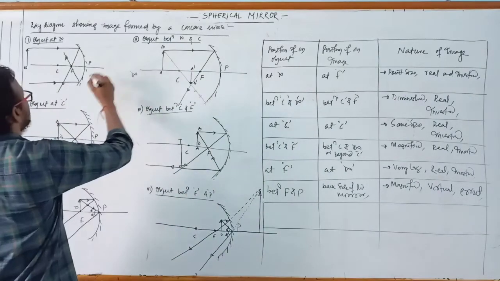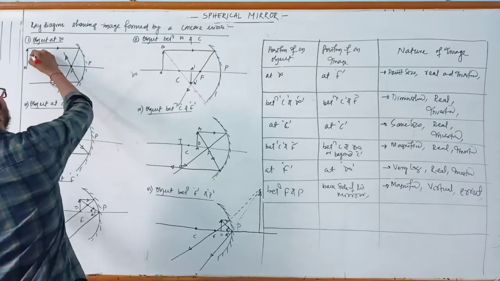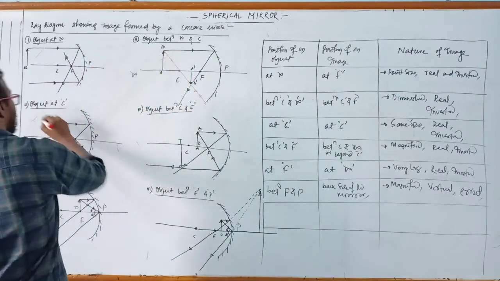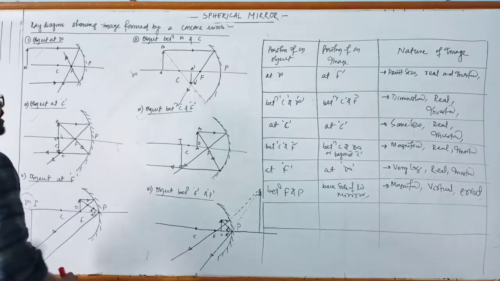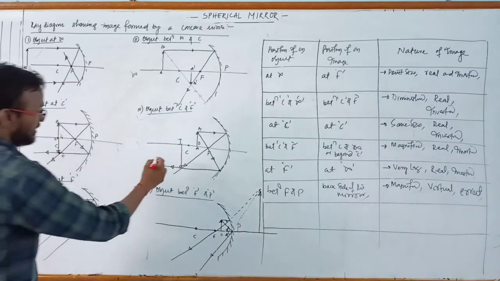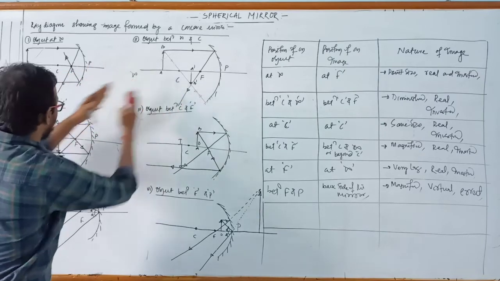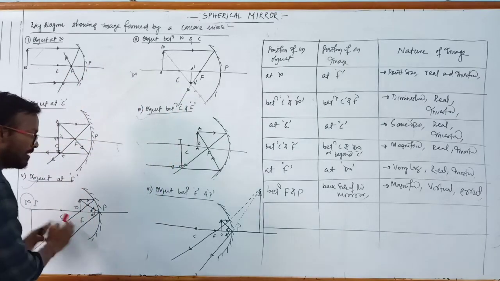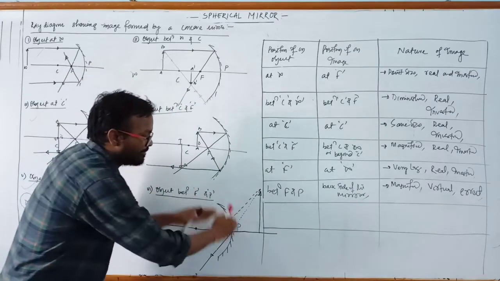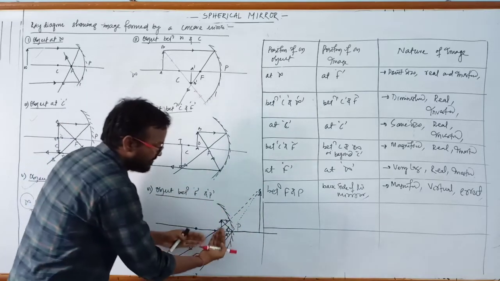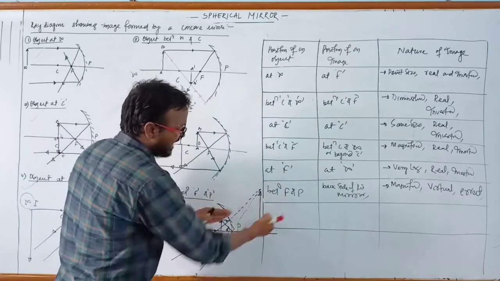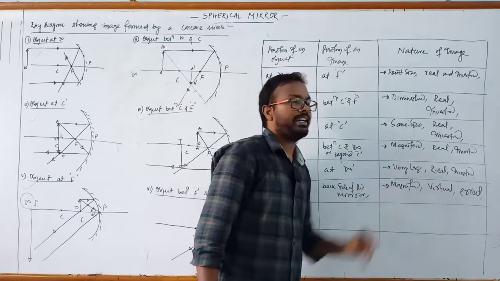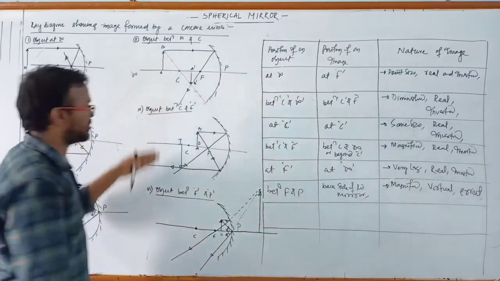Clear? This is first case, second case, third case, fourth case, fifth case. We get a real image. Real image, real image, real image, real image, and real image. But in the last case we get a virtual image, which is virtual, erect, and magnified. So you have to remember all these conditions.